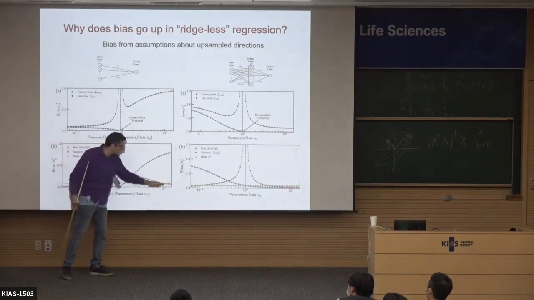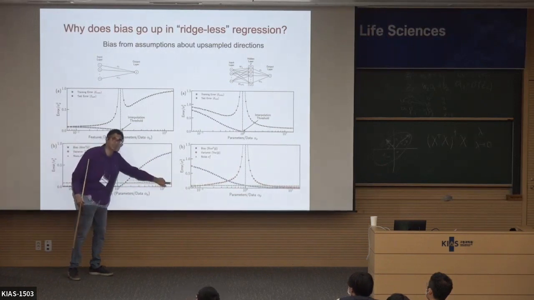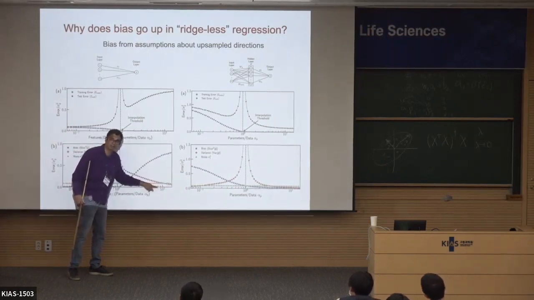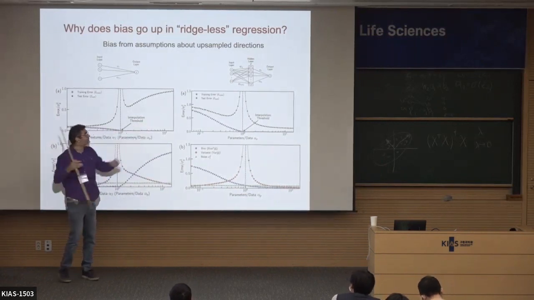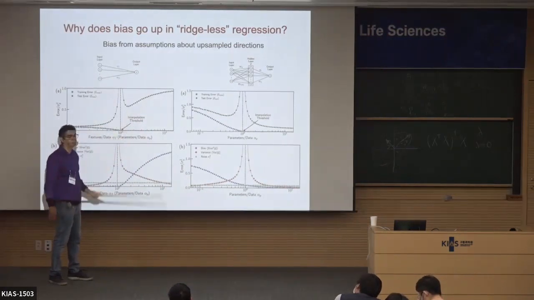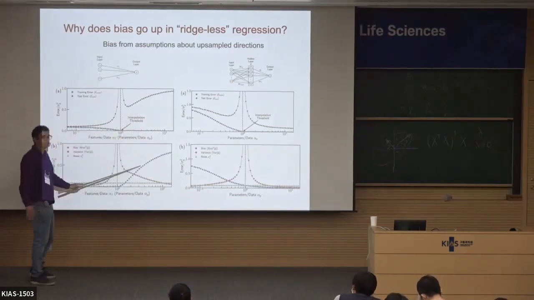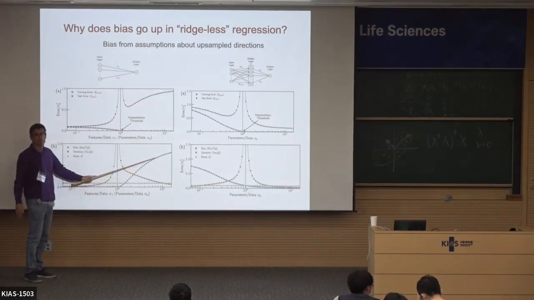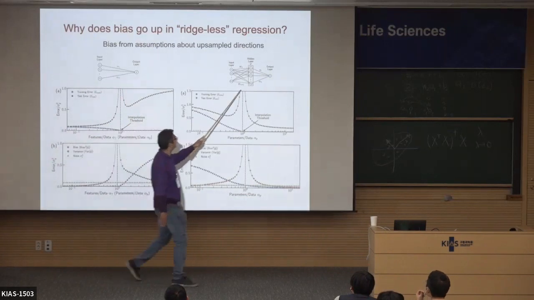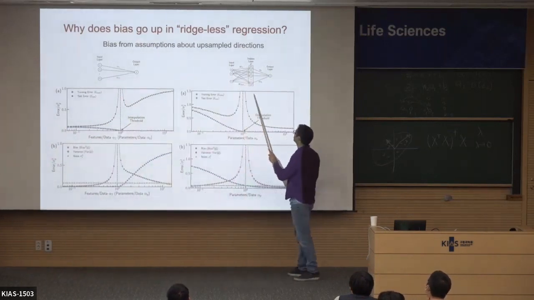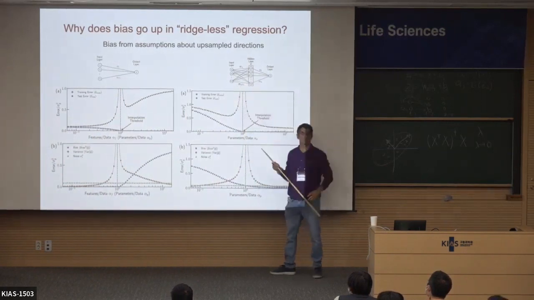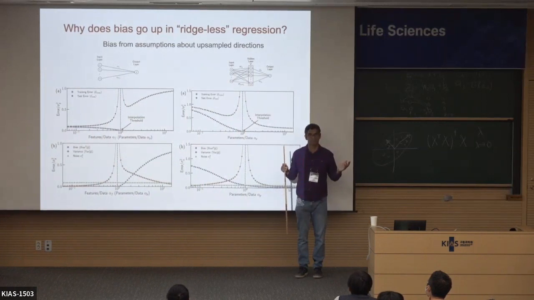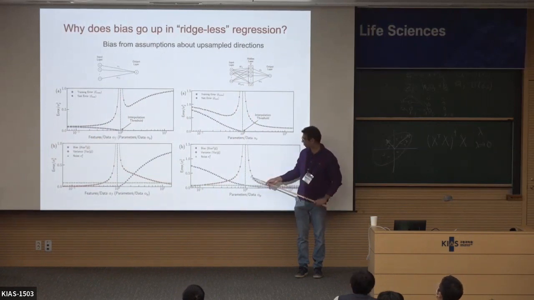As I increase the number of features in the training data set while holding the number of data points fixed, there are more and more directions that I haven't seen. And for this reason, you get more and more bias. This is why the bias goes up. That's not true here because I can change the parameters independent of the number of features. If I increase the number of parameters, it's not that I have lots of feature space that's unsampled. That's basically what's going on.